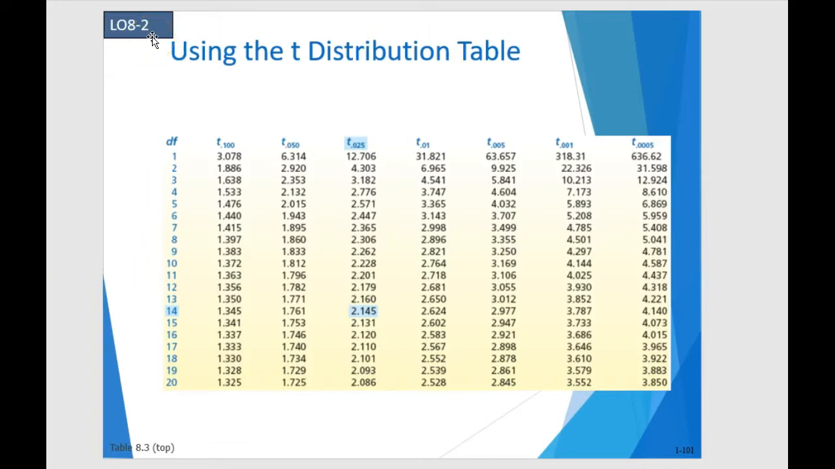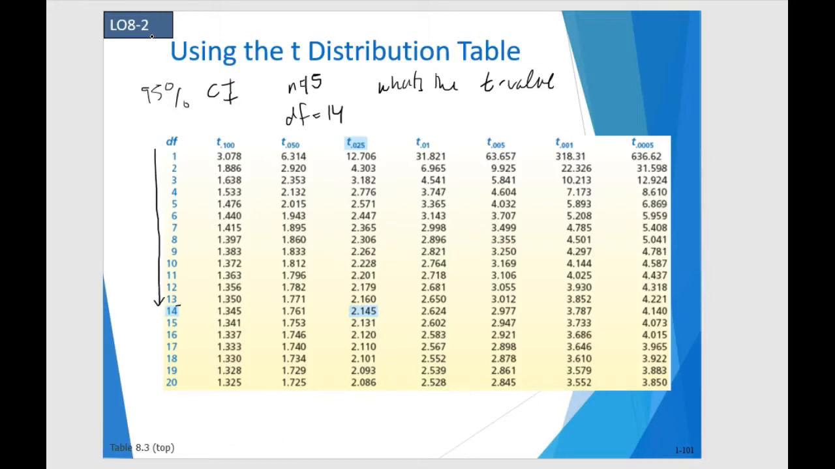So if I wanted you to look up a 95% confidence interval for a sample size of 15, I'll just write this here: 95% confidence interval and n equal 15. What's the t value that you would use? Well, we're looking up degrees of freedom. We have n equal 15, so degrees of freedom is equal to 14. So we go all the way down here at 14. Lo and behold, it's highlighted. It's almost like I did that on purpose.